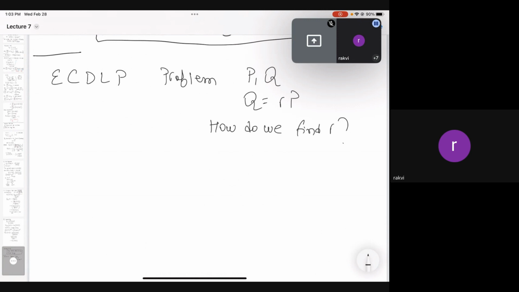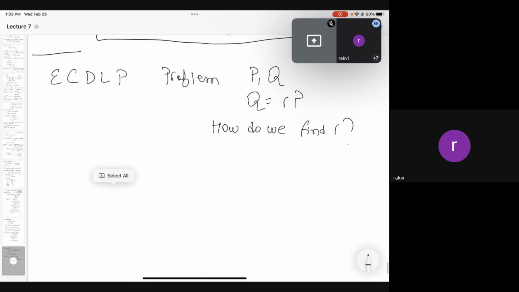So this attack is the MOV attack, I think named after its founders, at least it's Menezes, Okamoto, and Vanstone.